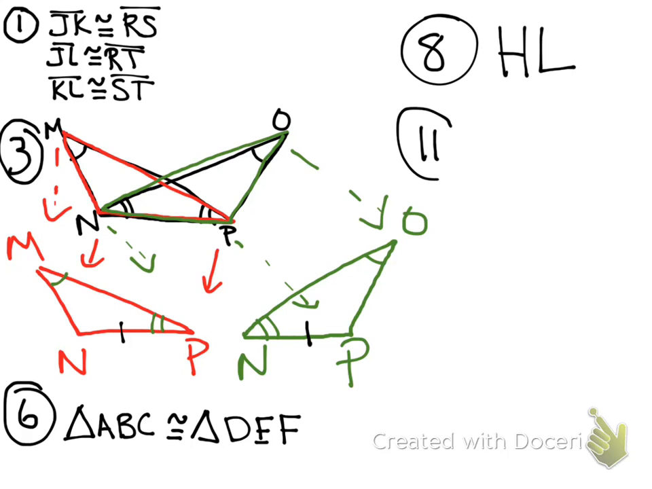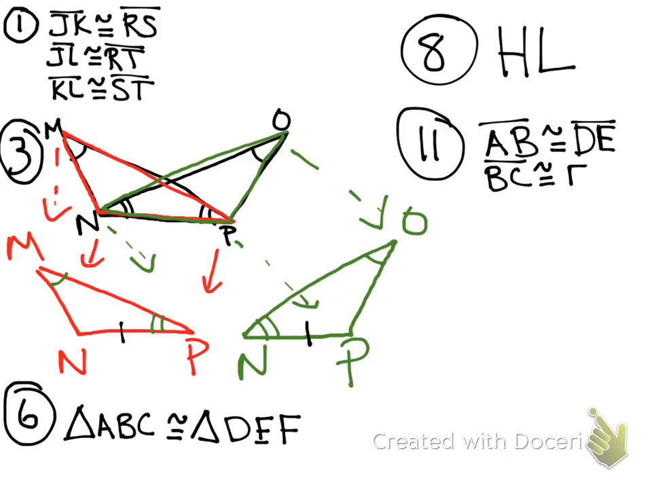And then number 11 is actually a lot like number 1, but instead of triangles, it's like sails to a sailboat. So you're just matching the corresponding sides. So we would say AB is congruent to DE, BC is congruent to EF, and finally CA, bless you, is congruent to FD.